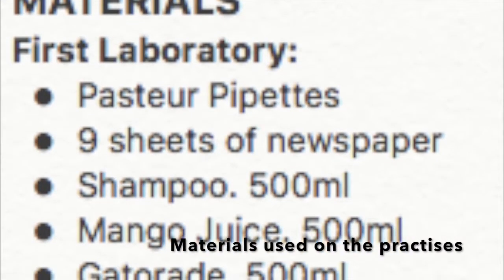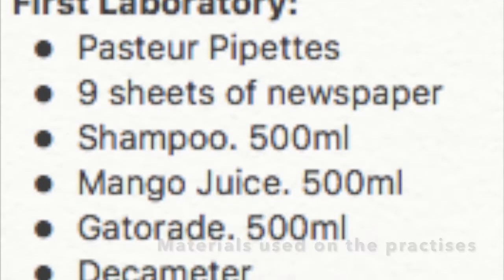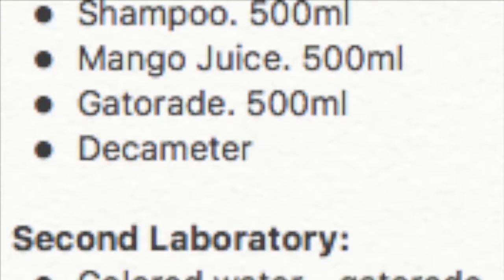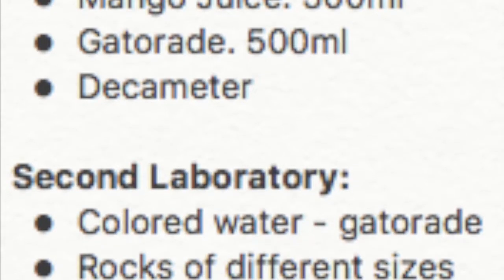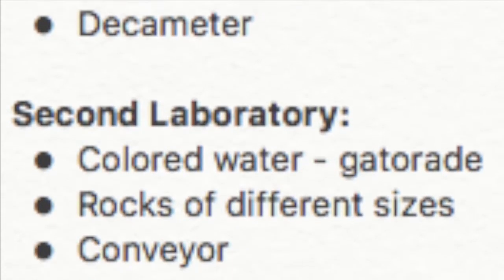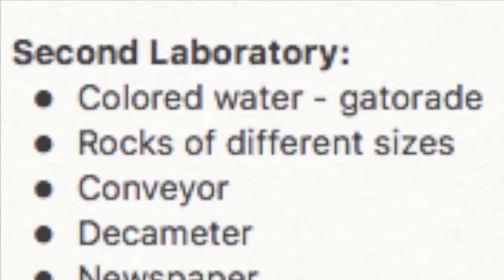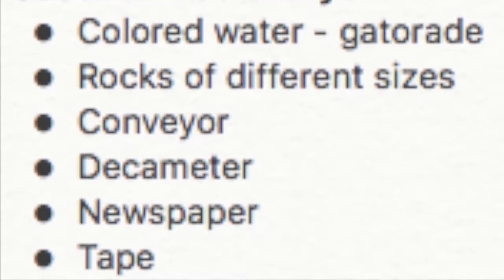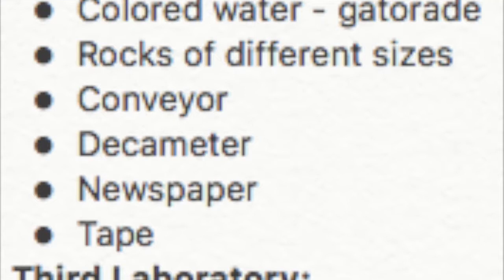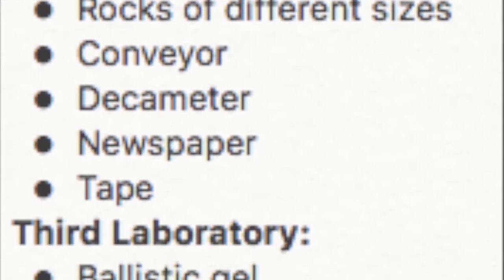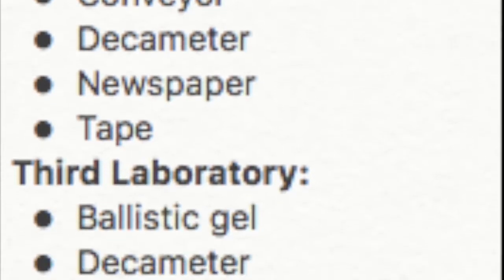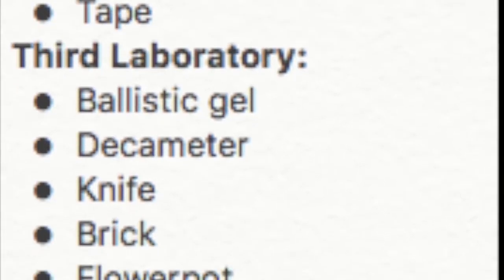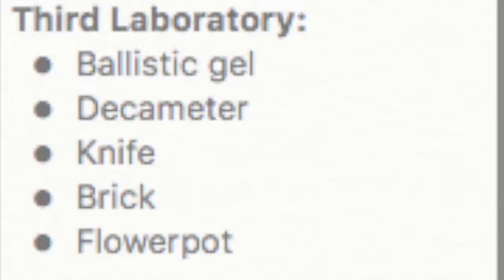First lab: pastry pipettes, 9 sheets of newspaper, shampoo, mango juice, Gatorade, decameter. Second laboratory: colored water, Gatorade, rocks of different sizes, decameter, newspaper, tape. Third laboratory: ballistic gel, decameter, knife, a brick, and a flower pot.